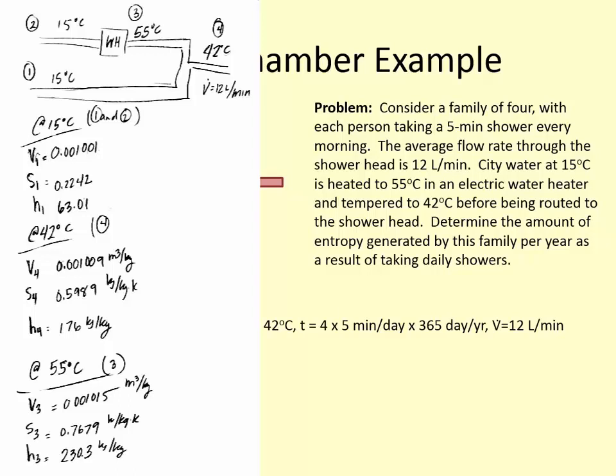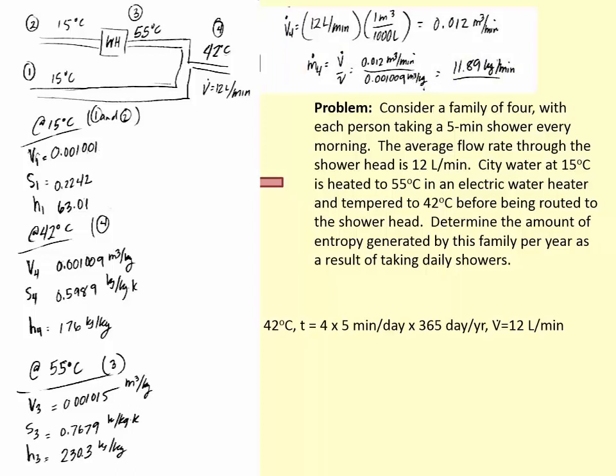Okay, and in this case, m dot 2 and m dot 3 are going to be the same value, because coming into the water heater and leaving the water heater we'll assume is a steady flow process. So really we have 3 unknowns and we have 1 known mass flow rate value, so we need a couple of equations to help us out. So let's first find m dot 4, which is equal to v dot 4 over the specific volume at state 4. So that's 12 liters per minute multiplied by 1 meter cubed per 1,000 liters, which is equal to 0.012 meters cubed per minute.